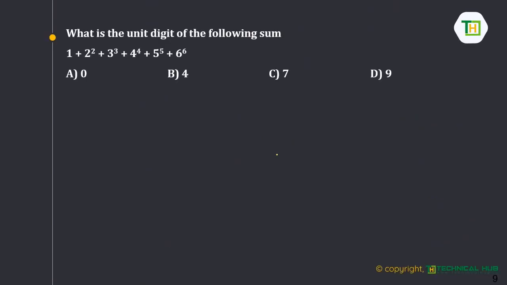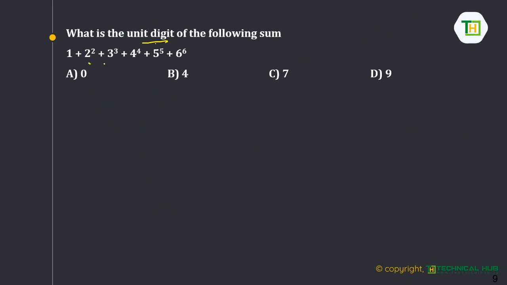What is the unit digit of the following sum? In phase 1 training, the number system topic was explained from starting to ending. One of the concepts in the number system is unit digit. So 1, 2 square, 3 cube, 4 to the power of 4 plus 5 to the power of 5 plus 6 to the power of 6. What is the unit digit?